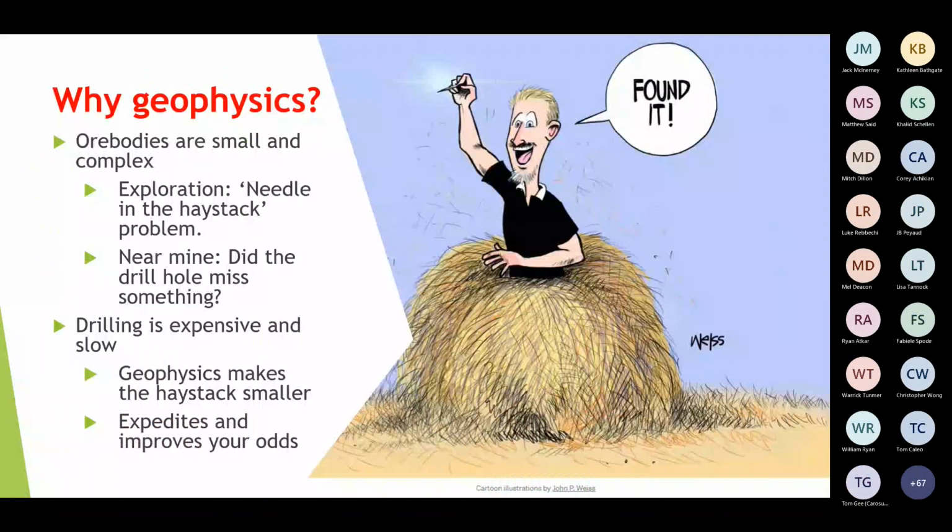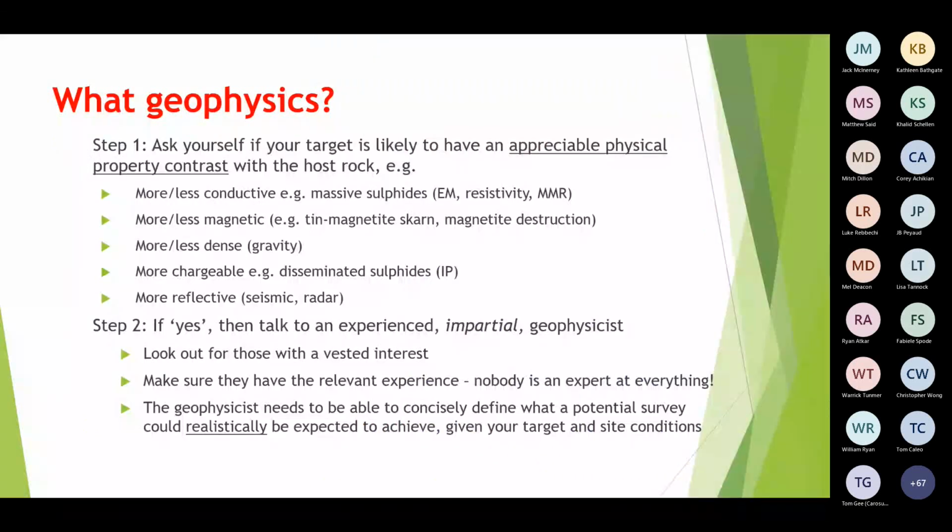So what geophysics do we need to use in our project? That can seem like a really big question, but it can be distilled into a basic question. Is there an appreciable physical property contrast with your host rock? So is it more conductive? Is it likely to be more magnetic? Is it likely to be more dense? Is it more chargeable or more reflective? And the answer to each of those questions gives an indication of which sort of geophysics might be appropriate. Now, that doesn't necessarily mean the geophysics is appropriate, but it means you're at least starting in the right area.